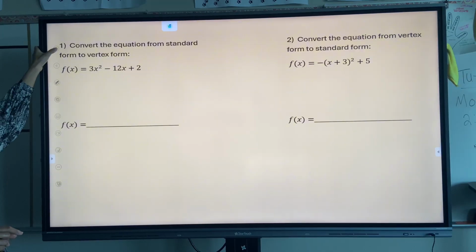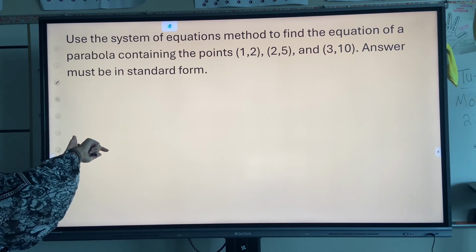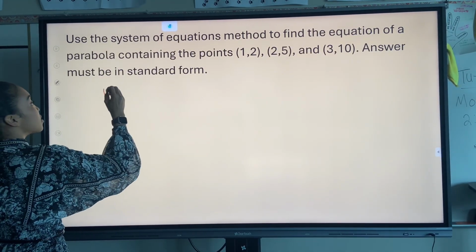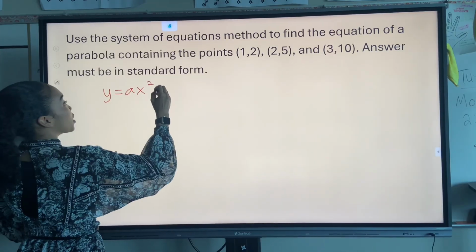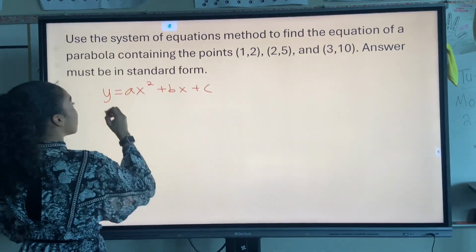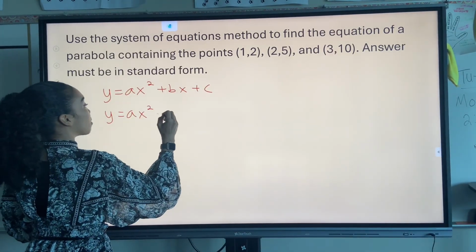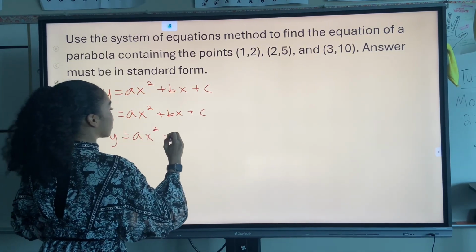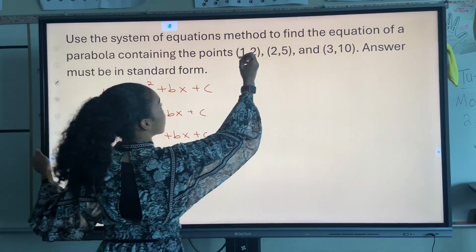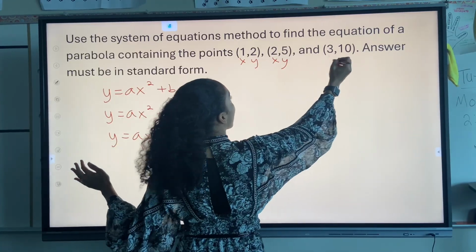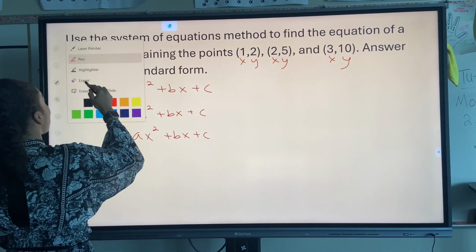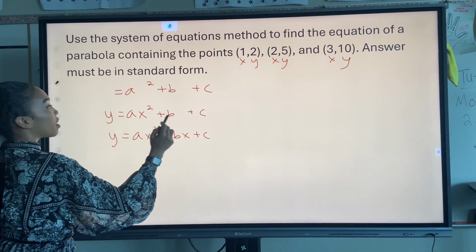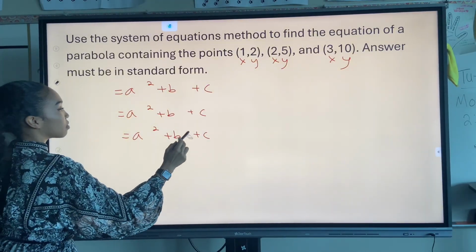All right. Next one. We have 3 points in standard form, ax squared plus bx plus c, y equals ax squared. I'm going to write the standard form, 3 times. This is xy, xy, xy. So I'm going to replace all of the x and y values with those points.